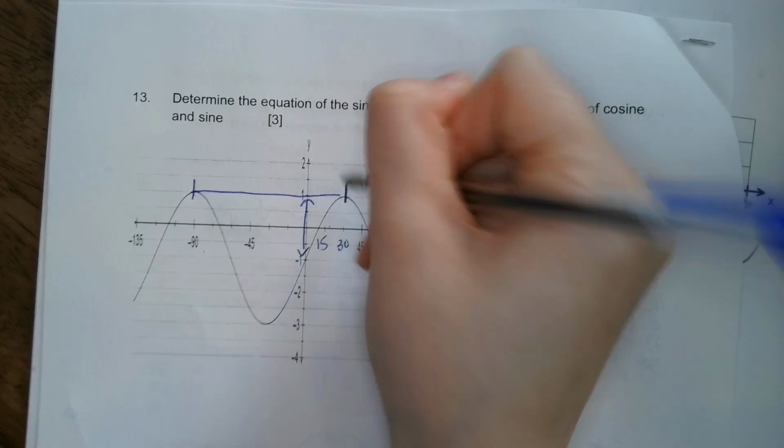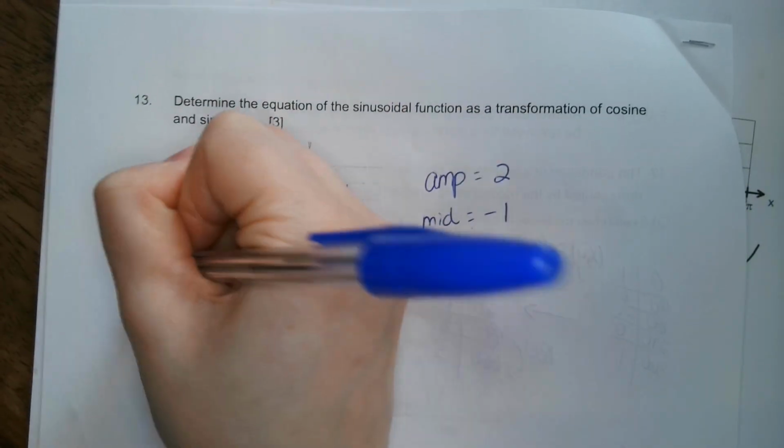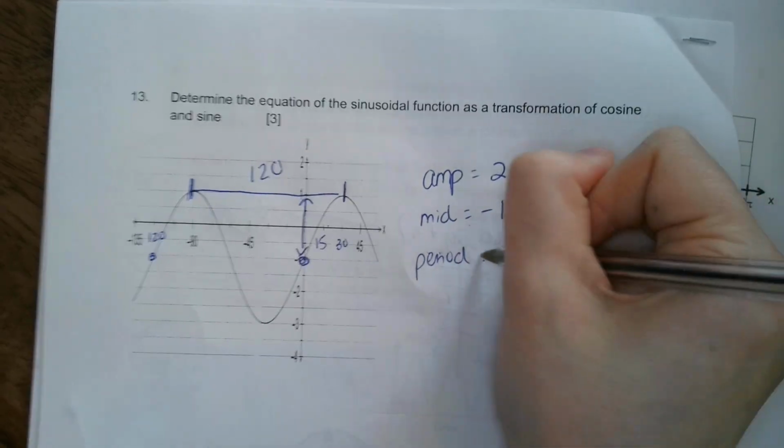So the distance between positive 30 and negative 90 is 120. You can also see it from here to here. This would be a 120. The distance is 120.